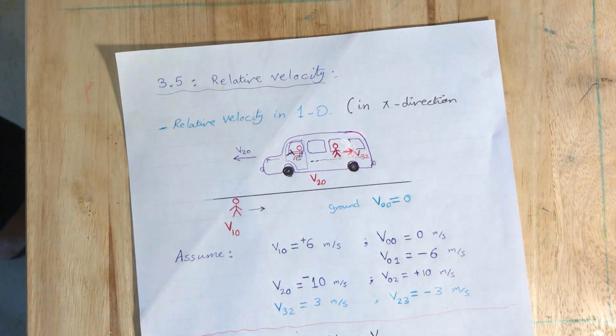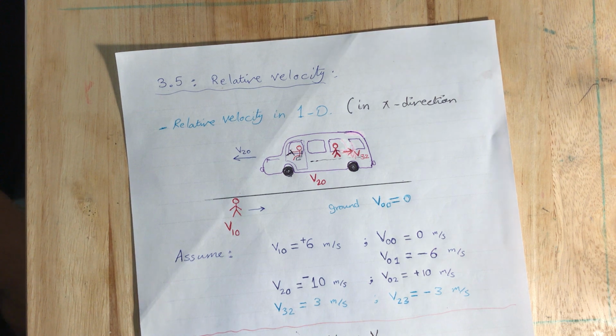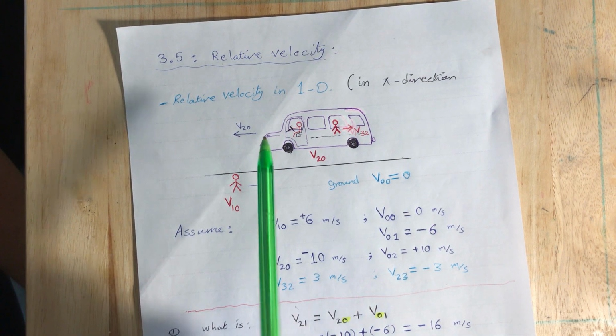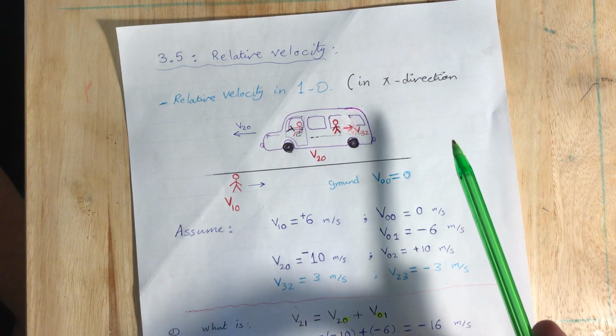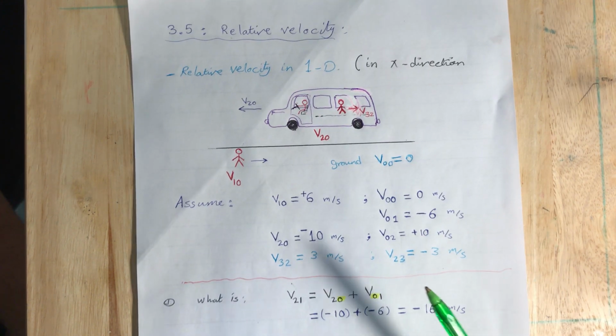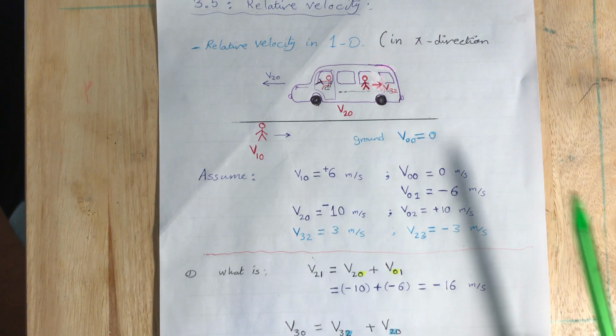Hi students, now we'll talk about section 3.5, which is relative velocity, but I will start with relative velocity in one dimension, in x direction or in y direction or something like that. Let us understand this concept by doing this example.